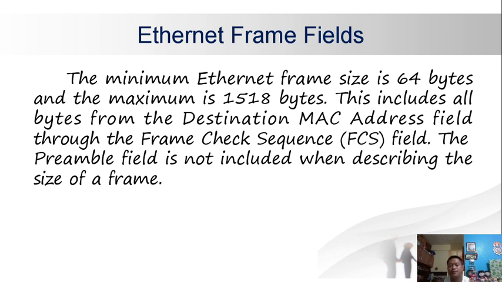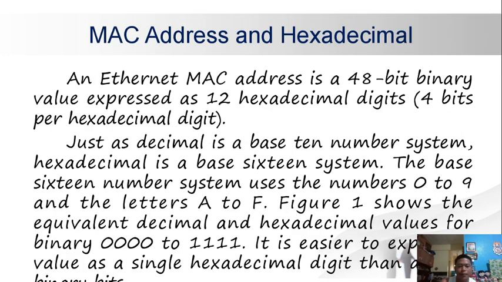Ethernet frame fields. The minimum Ethernet frame size is 64 bytes and the maximum is 1518 bytes. This includes all bytes from the destination MAC address field through the frame check sequence, FCS, field. The preamble field is not included when describing the size of a frame.